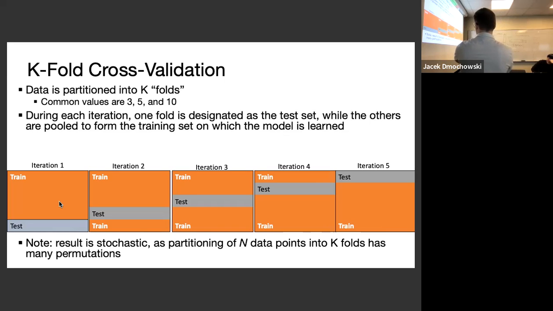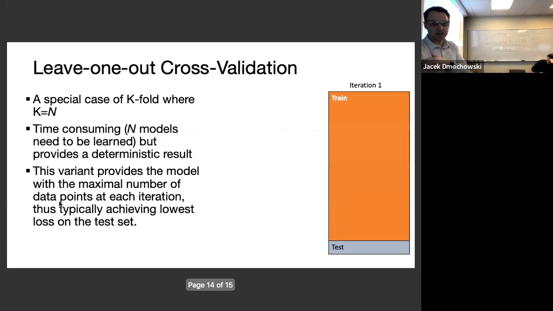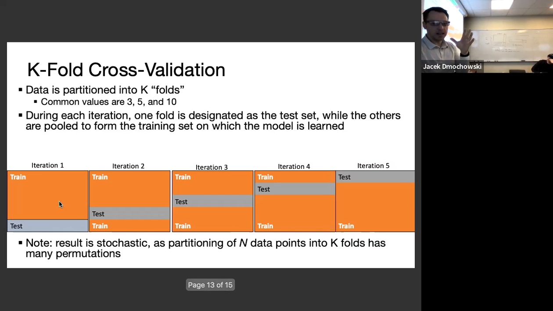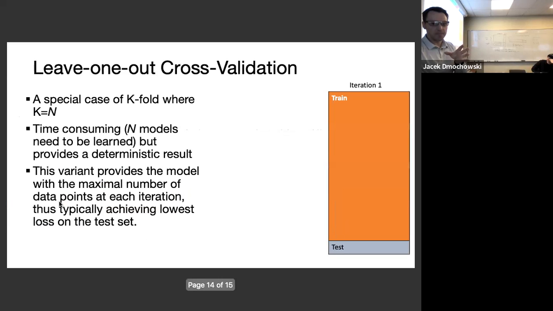By the way, one thing you should consider is what your training set size is going to be in practice. If your training set size in practice is going to be huge, then I would advocate for what's called leave one out. So leave one out. This is the last slide for the day. Leave one out is a special case of K-fold where the number of folds is equal to the number of examples.